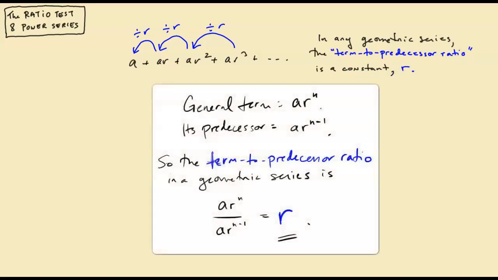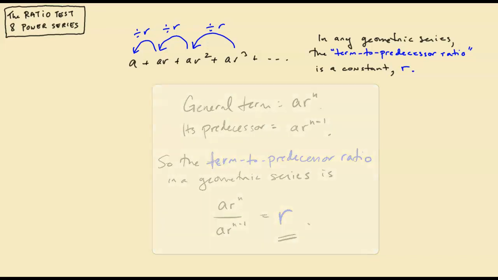To make sure this is perfectly clear, the general term in a geometric series has the form AR^n, so its predecessor has the form AR^(n-1). Hence, the term-to-predecessor ratio in a geometric series is the ratio of those two forms, which washes out to R. So in all that follows, you should be thinking of the term-to-predecessor ratio, this phrase that I'm going to keep repeating, as representing R, as being a generalization of this familiar R we've been using all the time in geometric series. Now, however, we're going to be using this generalization for series that are not geometric themselves, but which look more and more geometric in the tail.